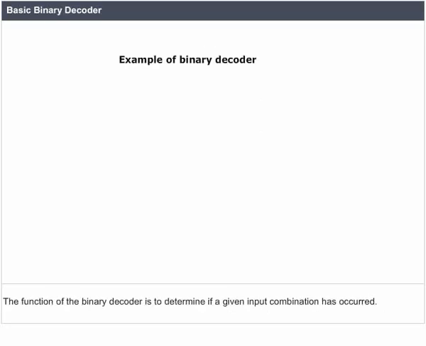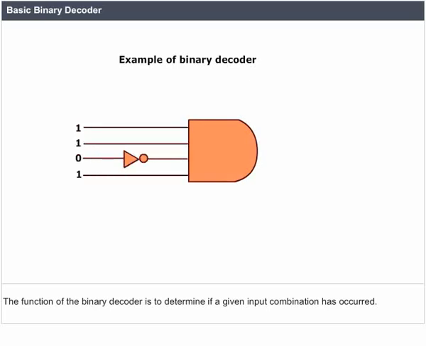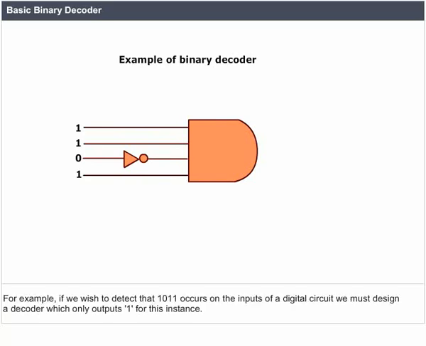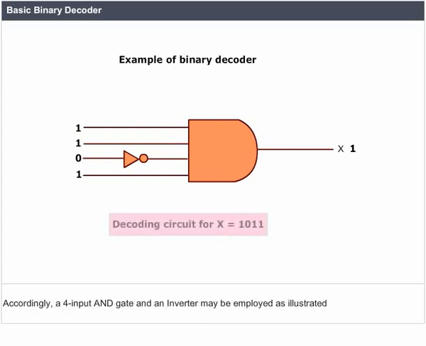Basic binary decoder. The function of the binary decoder is to determine if a given input combination has occurred. For example, if we wish to detect that 1011 occurs on the inputs of a digital circuit, we must design a decoder which only outputs 1 for this instance. Accordingly, a 4-input AND gate and an inverter may be employed as illustrated.